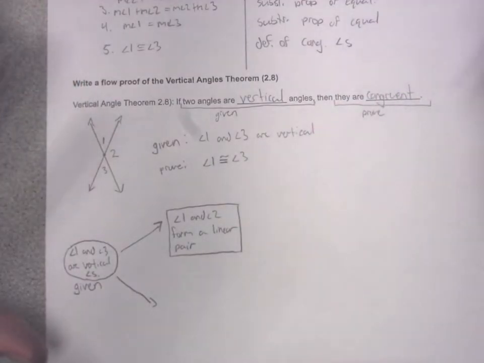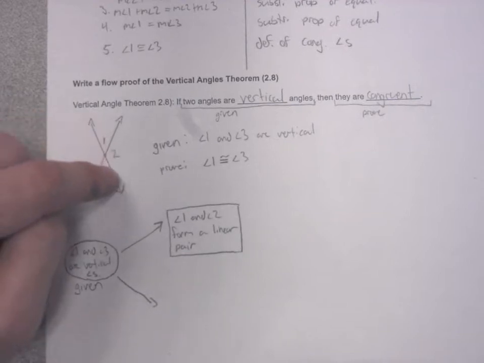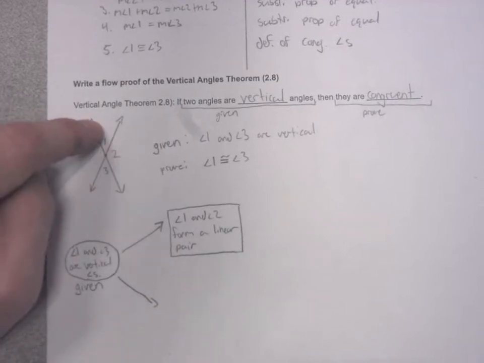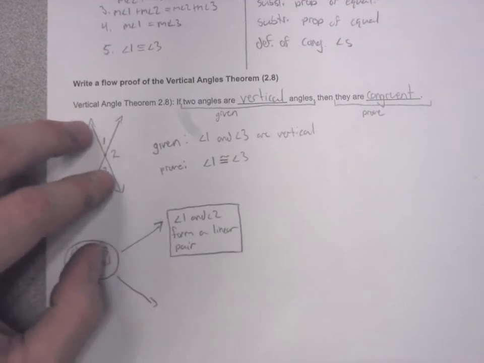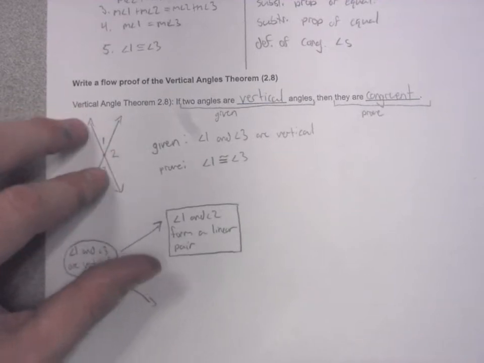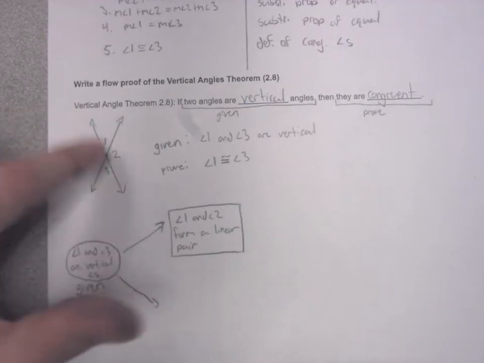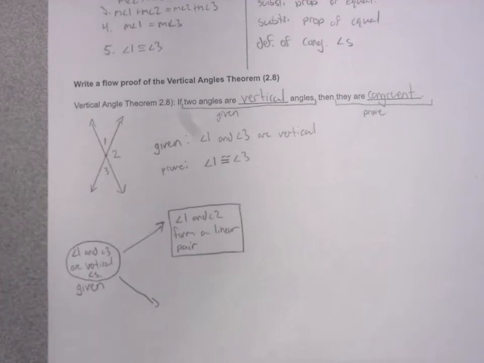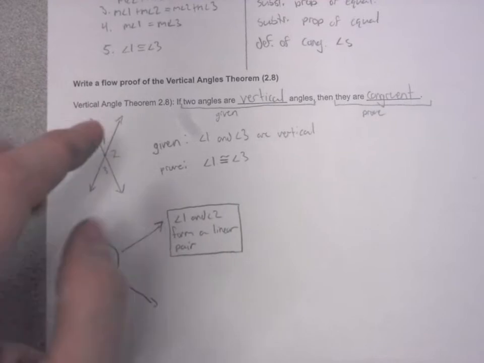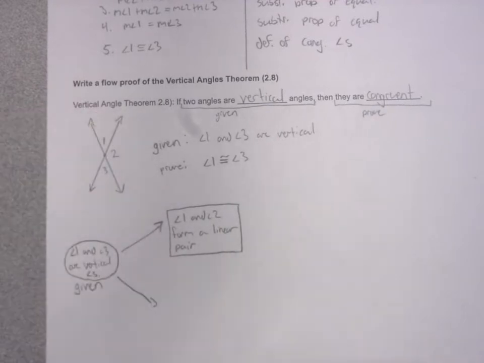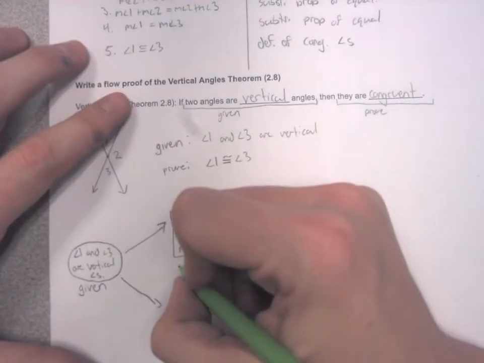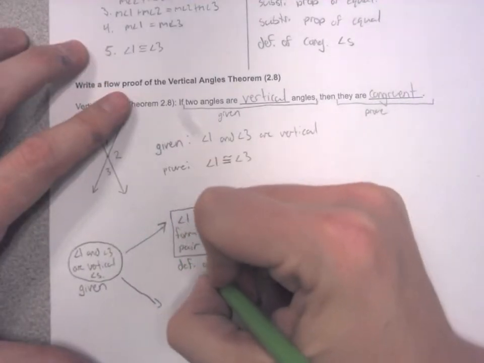So how do I know angle 1 and angle 2 form a linear pair? Well, really it comes down to the definition of linear pair. A linear pair is 2 adjacent angles whose non-common sides, this would be the common side, the non-common sides form opposite rays, or form a straight line. So if I have straight lines intersecting, I basically have opposite rays here and here. And when I have those opposite rays, I have linear pairs. So the justification here is the definition of linear pair.